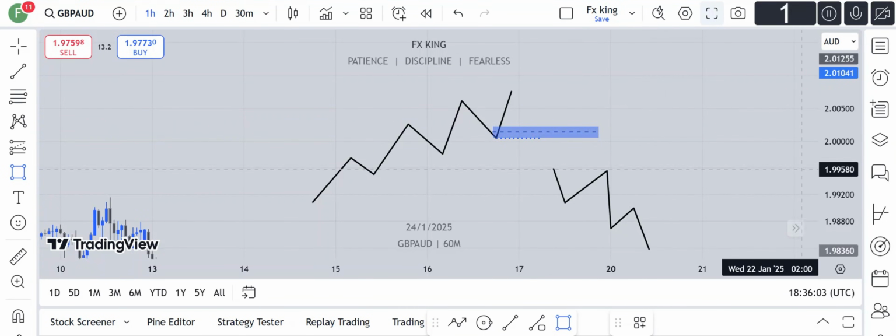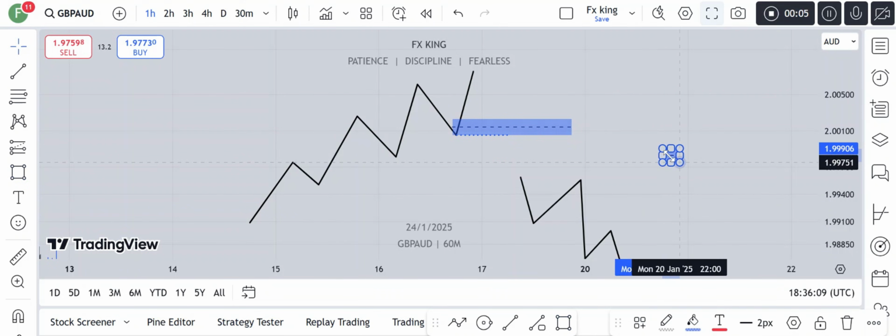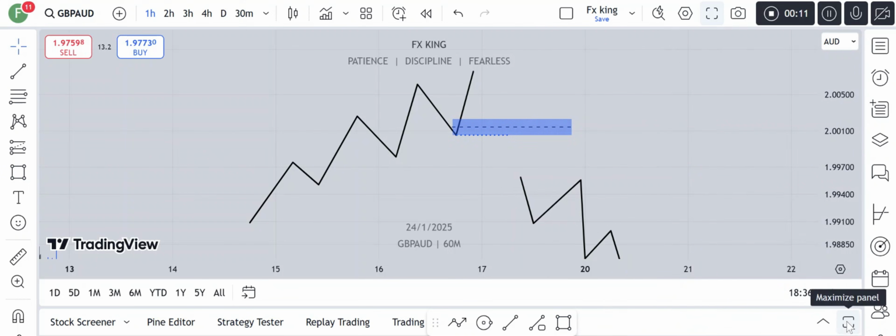So, as I was saying, how do we use inducement? Inducement can be used in many ways. First of all, it can be used as your profit target. It can be used to enter a trade, and it can also be used to validate breaks of structure.